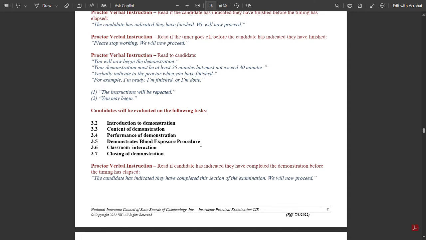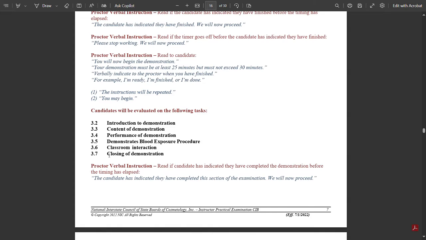Demonstrates blood exposure procedure. You do have to perform the blood exposure procedure for your students. Again, make sure this is up front in your content section so that you can demonstrate that, get it out of the way, and move on. That way you're not going to run out of time and not have time to teach it. Classroom interaction: again, you're interacting with the pretend class that isn't there, asking questions, answering questions, things like that. And then closing of demonstration, same as before: today we learned blank.